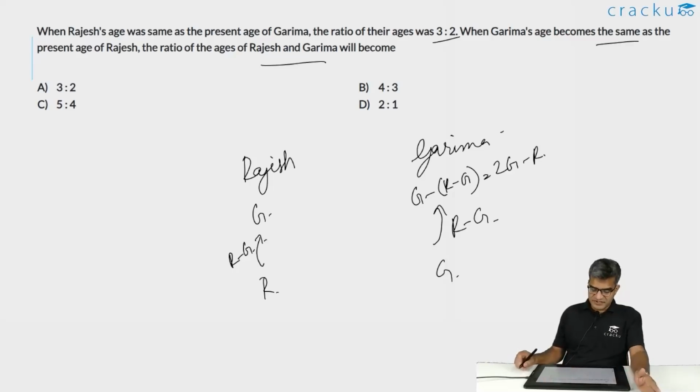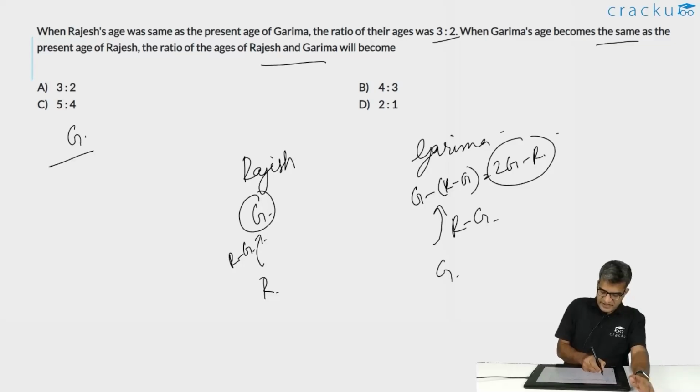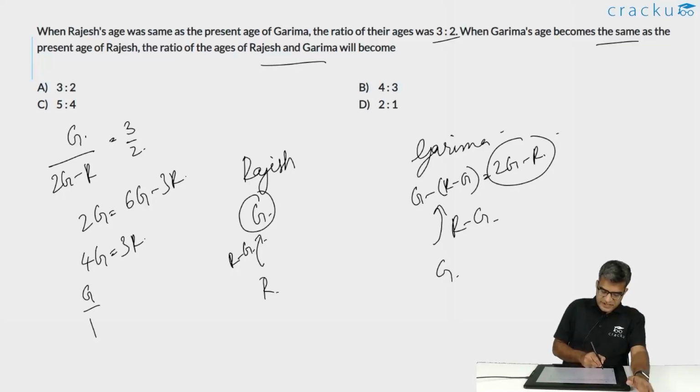At that time, the ratio is given, that is this divided by this is given. G divided by 2G minus R is 3 by 2. Or 2G is equal to 6G minus 3R, or the value of 4G is equal to 3R, or the value of G by R is 3 by 4.